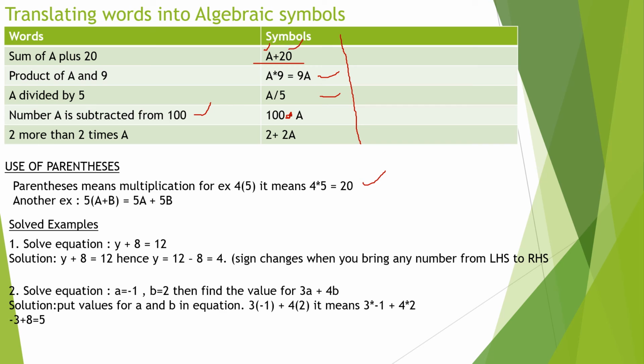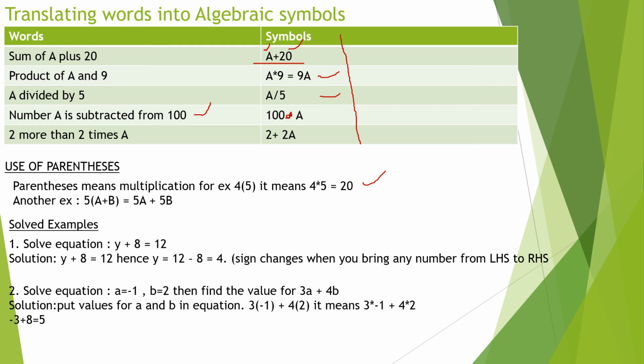Now I'm just going to solve some of the questions. Let's say we have one equation, y plus 8 is equal to 12. We have to find out the value of y. So the basic funda is, we have to segregate the constants and the variables. All the constants should be on one side and all the variables should be on the other side.